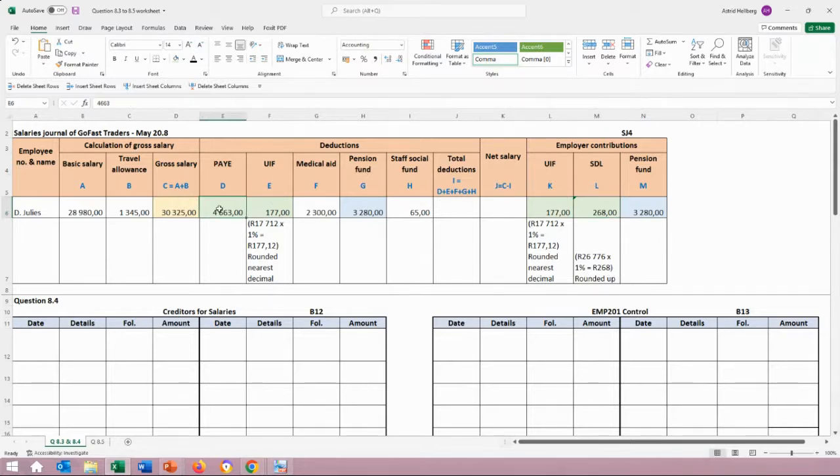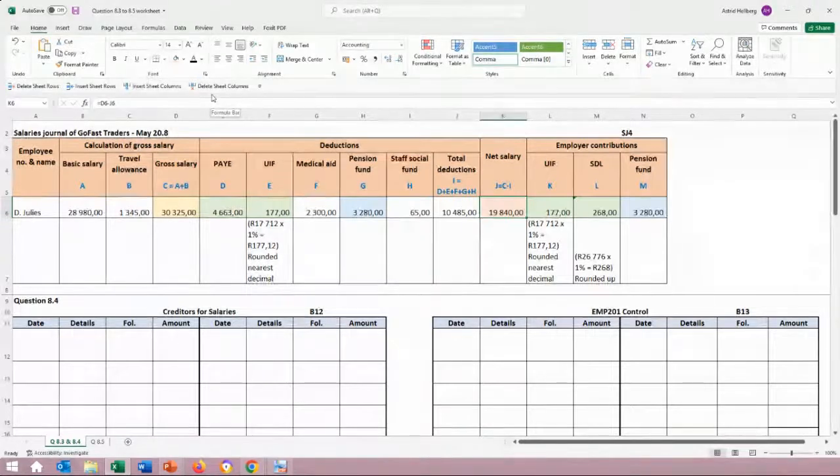Now the total deductions is your pay as you earn, your UIF, your medical aid, your pension fund, your social fund. Add all of that together and you get to your total deductions. Okay, and then our net salary is the gross salary less total deductions gives us our net salary. Okay, so this was part 1. This was question 8.3.